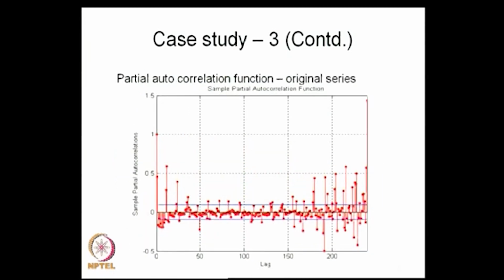Now, let us look at what the partial autocorrelations say. The partial autocorrelations also are significant at several lags, especially towards the end, but if you leave out these farther points, there are significant partial autocorrelations at the initial locations. Even these are significant, somewhere around, let us say, 8, 10 etcetera, these are quite significant here.